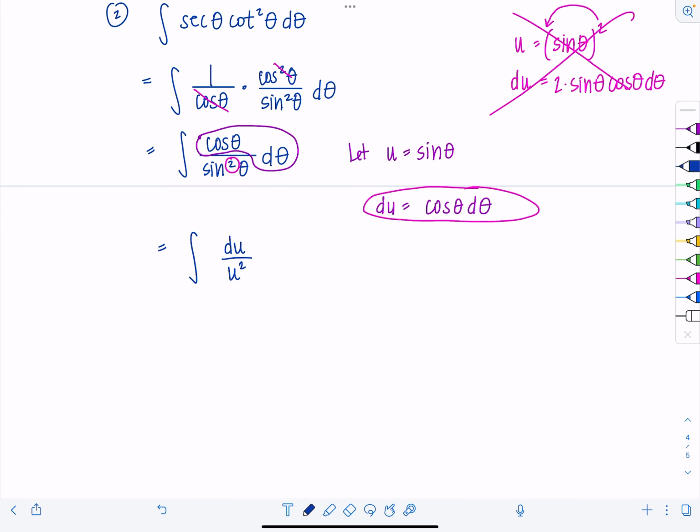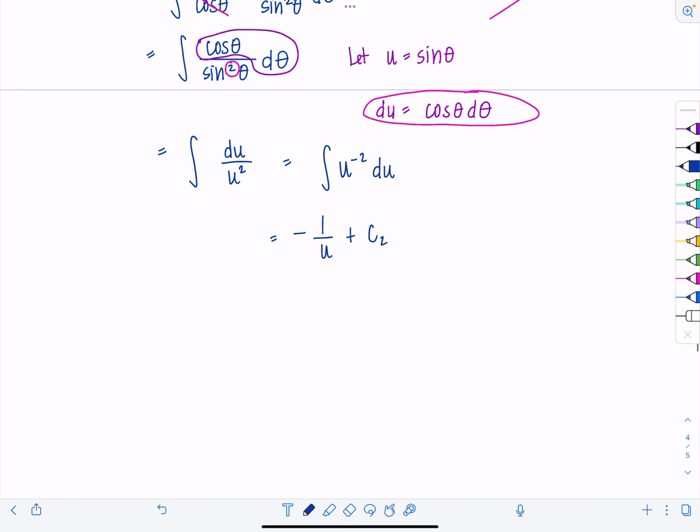Good, good. Okay, so we've got integral du over u squared. If you want to remind yourself, this is integral u to the negative second du. Add 1, divide by the new exponent, so it's going to be negative u to the negative first, which is the same as negative 1 over u, plus I'm going to write c2. Okay, and then remember, u was sine theta, so this is negative 1 over sine theta plus c2.